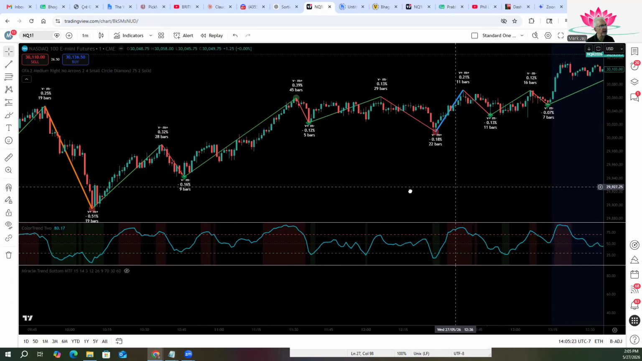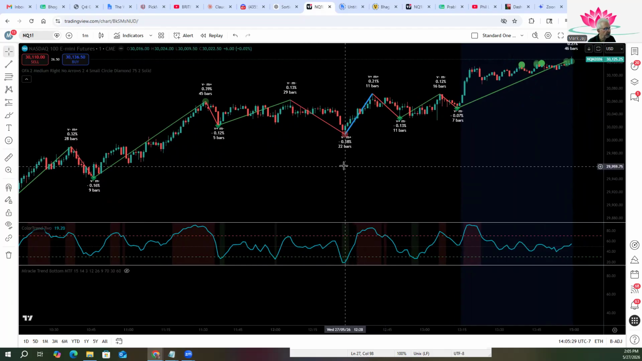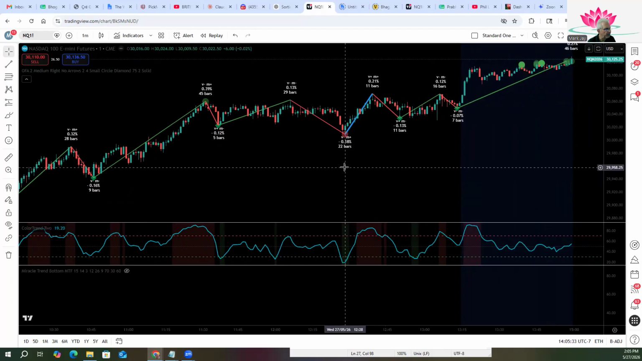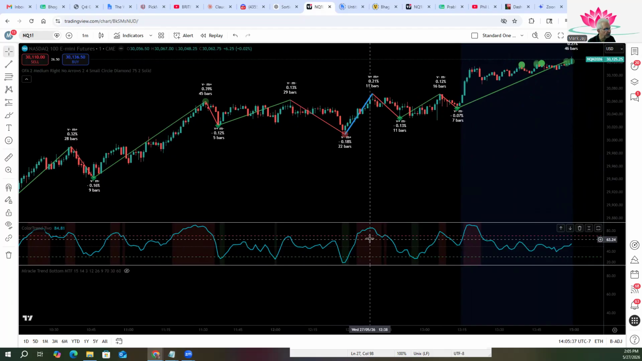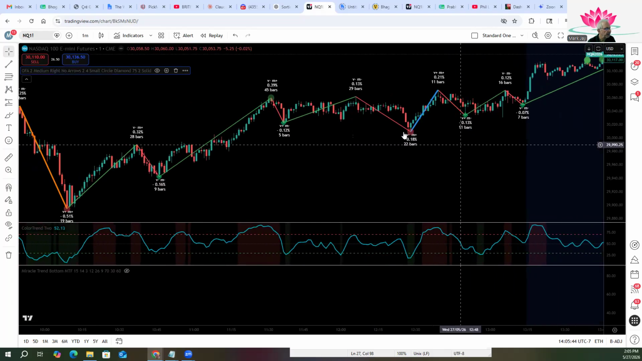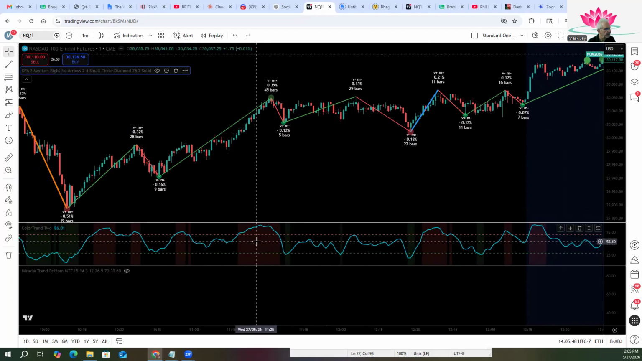So the nice thing about this system is it has very precise entries and exits. There's no guesswork. You can really just wait for this circle to appear inside of a green background in the oscillator if you're going long, and if you're going short, the background should be red.